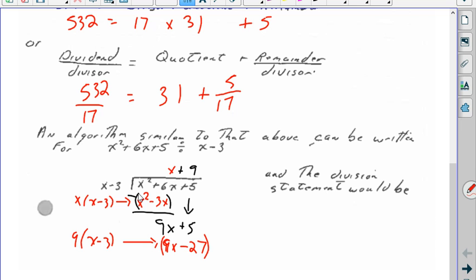So when I multiply 9 by x minus 3, I get 9x minus 27. I'm going to subtract that. 9x minus 9x, and 5 minus a negative 27, I have 32. Now I'm done because my remainder here is of a lower degree than my divisor up there.